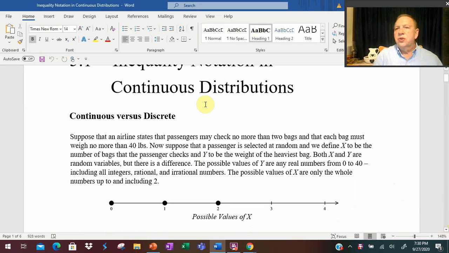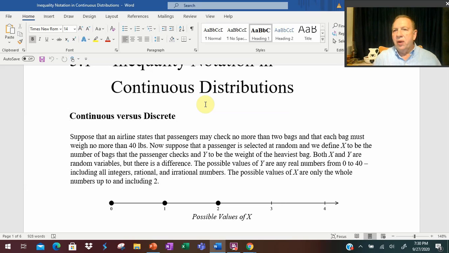So, continuous versus discrete. We started dealing with continuous in chapter 6. Suppose that an airline states that passengers may check no more than 2 bags and that each bag must weigh no more than 40 pounds. Now suppose that a passenger is selected at random, and we define x to be the number of bags that the passenger checks and y to be the weight of the heaviest bag.